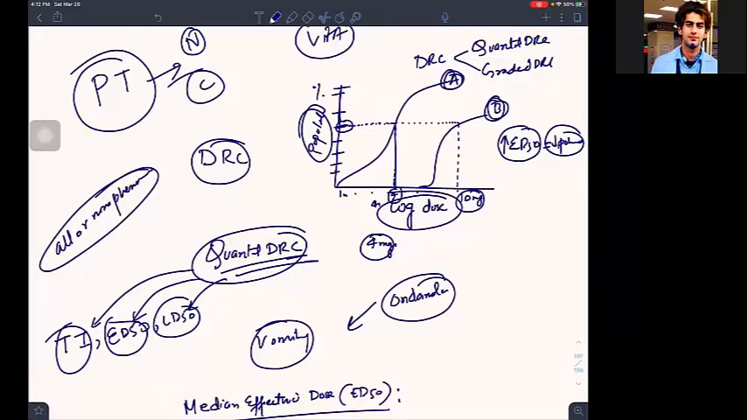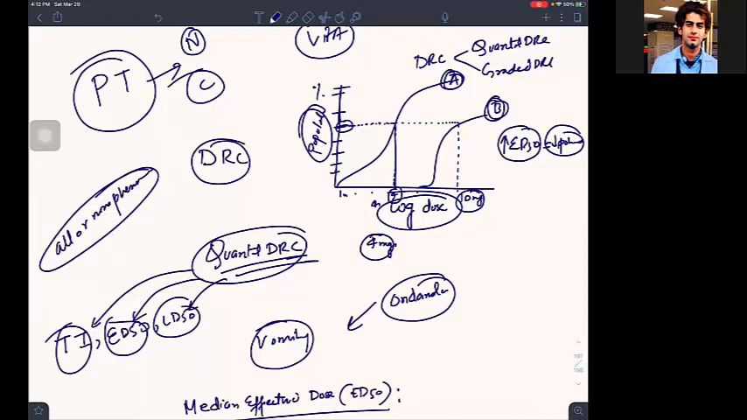What is potency? Potency means the amount of drug which I need to produce a response. That means if a drug is giving me a response at a lower dose, potency is very nice, isn't it? If I have a drug which is having a nice potency, that should be used only in a small dose so that I can get a response.